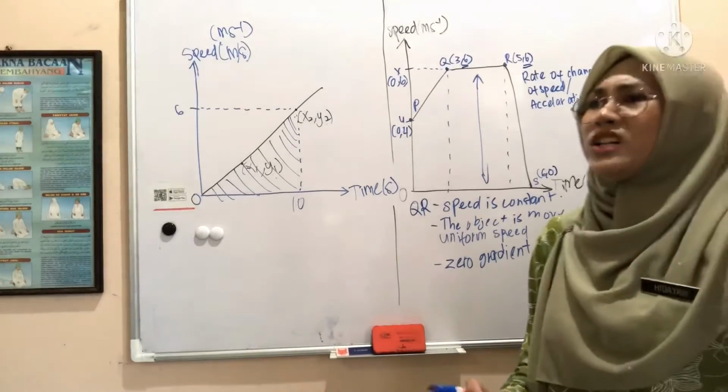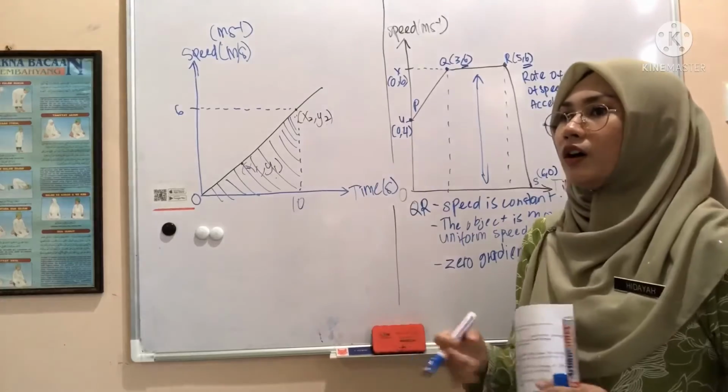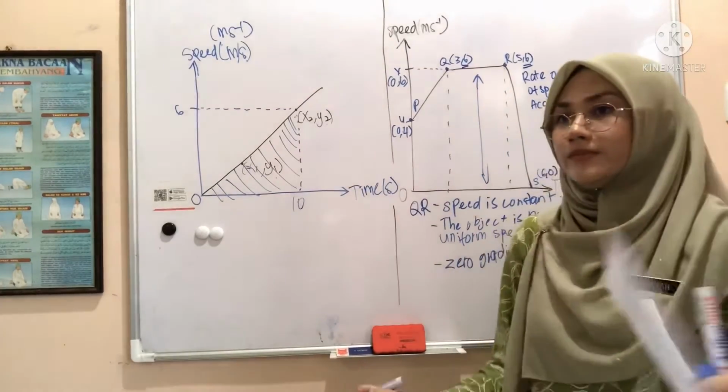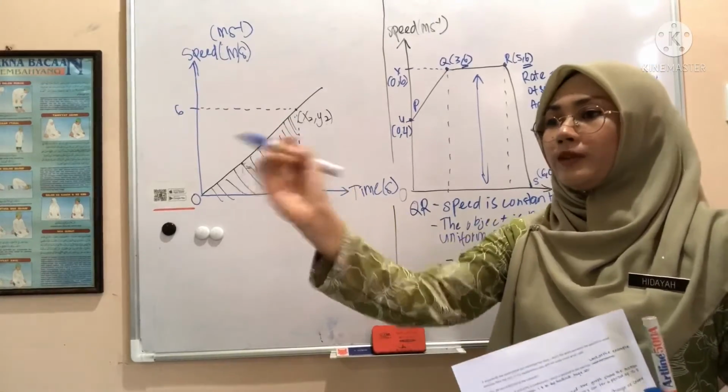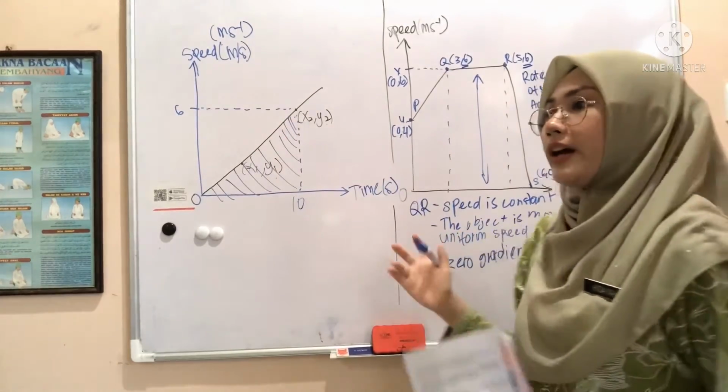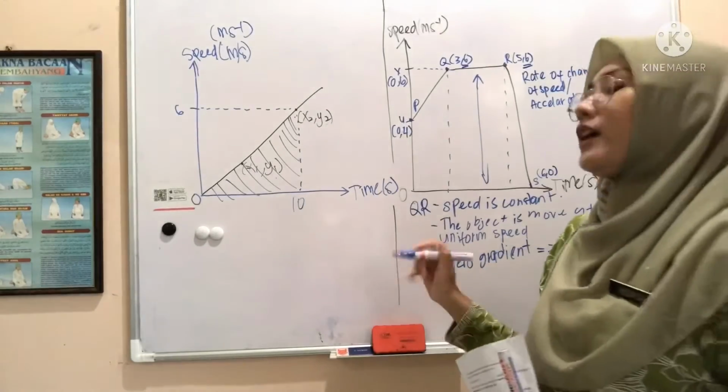Okay, who is still blur, or do you want me to make it clear? Yes? Yes, Zara? Okay, you want me to explain why it can be 0? Alright.